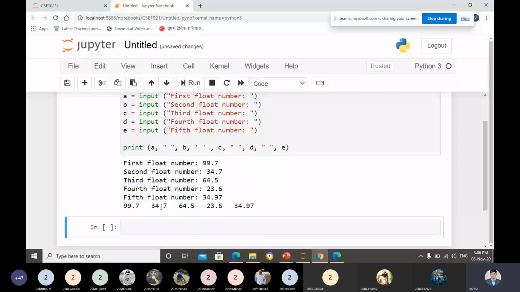Now see, 34.7 and 64.5, there is a gap, and we are using this gap by using single quote as well. Now is it clear to all? Any doubt from here in this program? Sir, we can also use \n. Yes, absolutely.